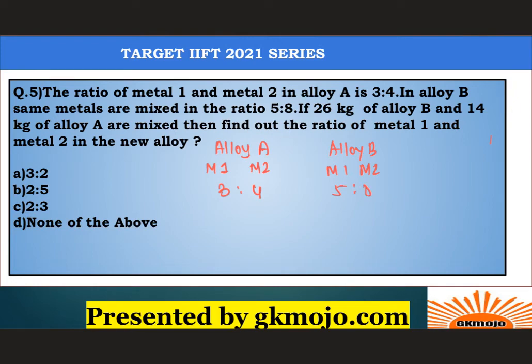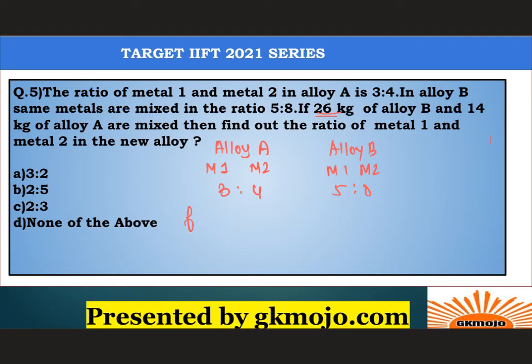If 26 kg of alloy B and 14 kg of alloy A are mixed, then find out the ratio of metal 1 and metal 2 in the new alloy, right? So they are mixing this alloy A and alloy B, and they have given the quantity also in which they are mixed. They are asking the new ratio of metal 1 and metal 2 in the new alloy, right?